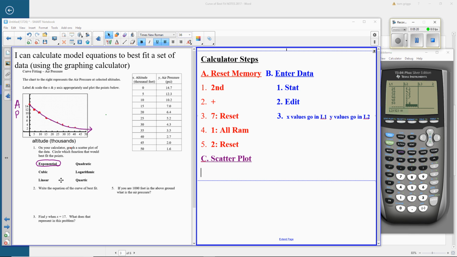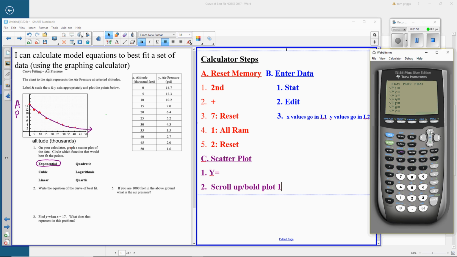Our next step is we're going to get the scatter plot that we graphed by hand to show up on the calculator. So to do this, we're going to go to y equals, and then we're going to scroll up and highlight and then bold plot 1. So I'm going to choose y equals, top left corner. I'm going to scroll up to where plot 1 is blinking and then hit enter, and then scroll down to make sure it's actually highlighted.